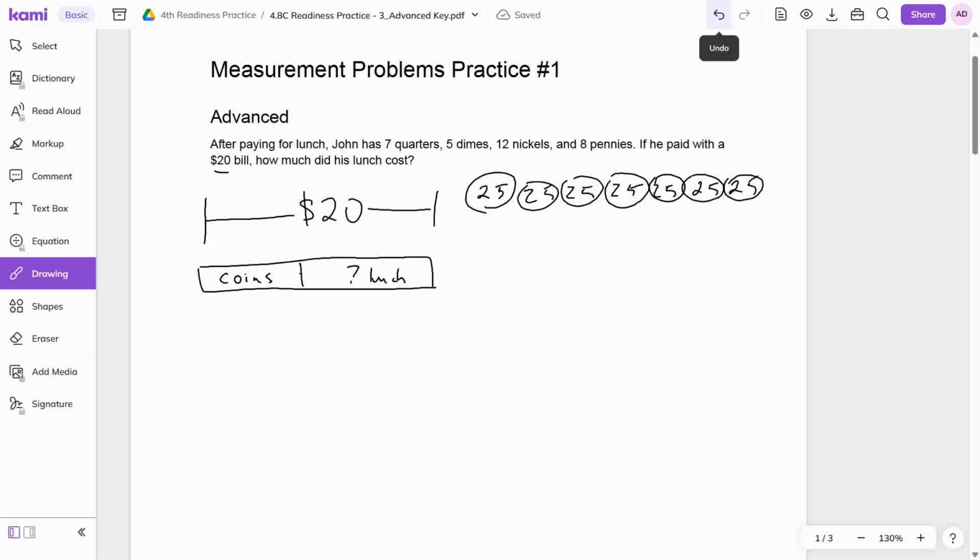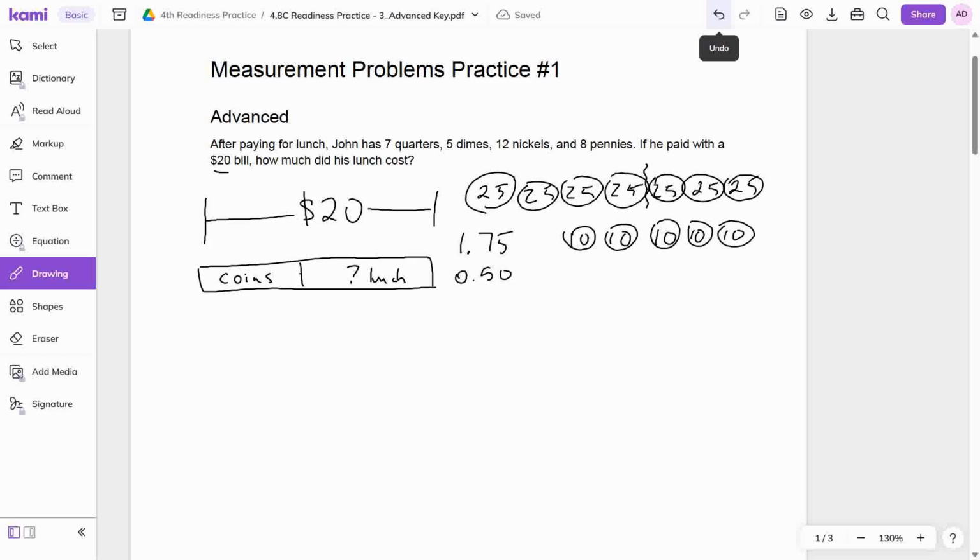We've got 25, 50, 75, that's $1. And then 125, 150, 175. So I'm going to put 175 right there. Now, I've got 5 dimes, so right, I could continue this, right? I could say 10, 20, 30, 40, 50. All right, so that's going to be 0.50.